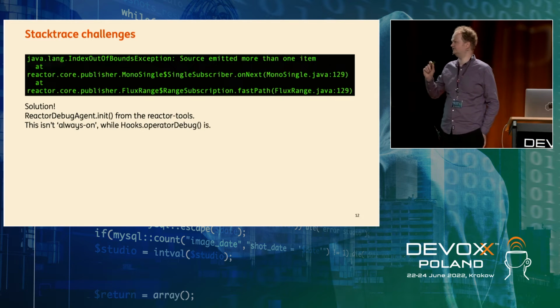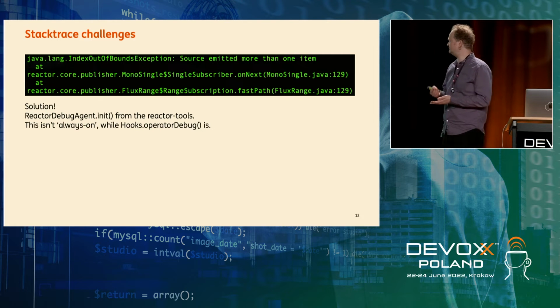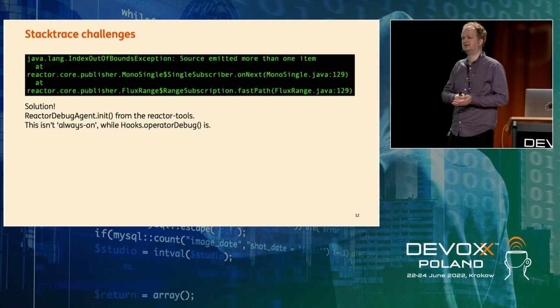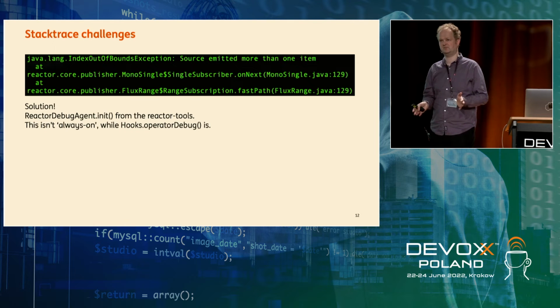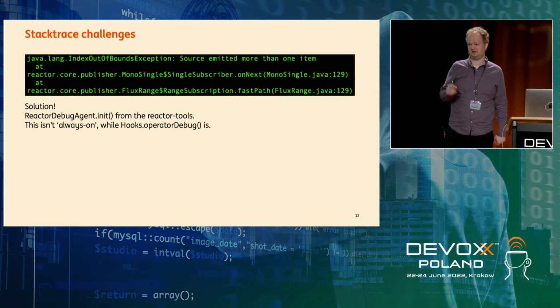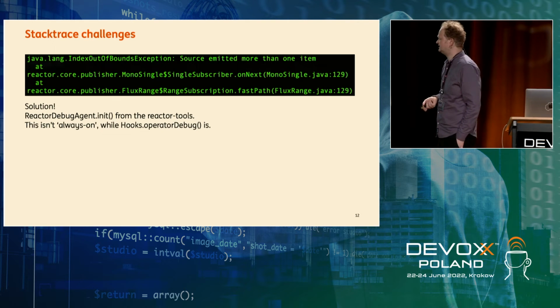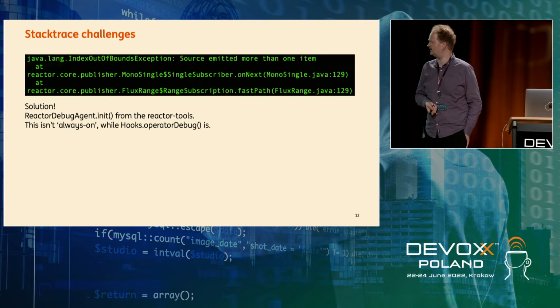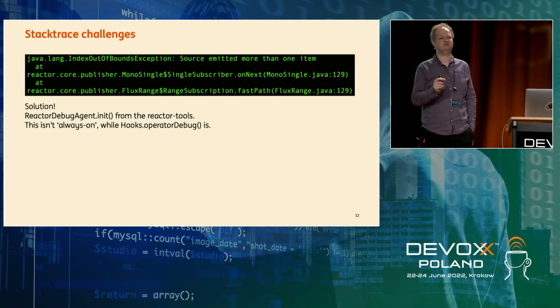And if you look on internet, you will find that people suggest Hooks.onOperatorDebug is a good solution, but please don't. What it does is that it always keeps up your stack, even if everything is going well. And that's, of course, costing resources, and that's what you don't want, because you want speed and you want efficiency. So if you add the Reactor tools package, you get the option to do ReactorDebugAgent.init, which is running in the background, but it only will fire once a stack trace occurs.